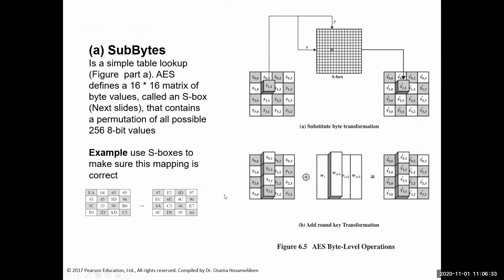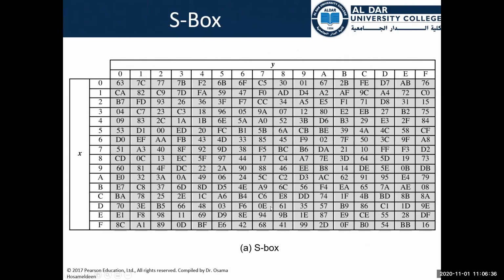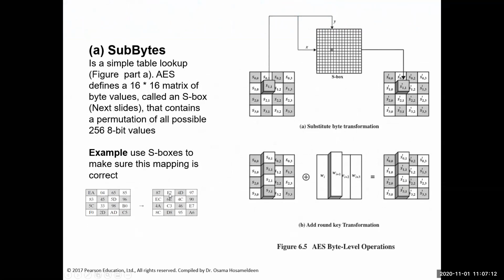Okay, what about 04? Anybody can help me? What is the output of 04? Doctor, 04, yes, F2. 04 is F2, yes. This is the first row, which is 0, and then the fifth column, so the intersection together. Doctor, not 5. 04, yeah, okay. Because it started by 0, this is confusing. So 04 is F2, so here we put F2. And 65 we will get 4D, and so on.